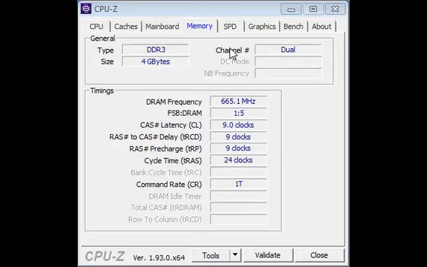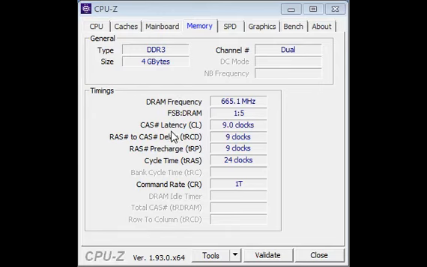Channel number. It refers to the number of channels available to the memory controller. A dual channel configuration has double the bandwidth of single channel memory, whereas triple channel has 3 times the data rate, and so on. Timings. DRAM frequency. It is the memory clock speed. In the system, it is 665.1 megahertz, and DRAM stands for Dynamic Random Access Memory.